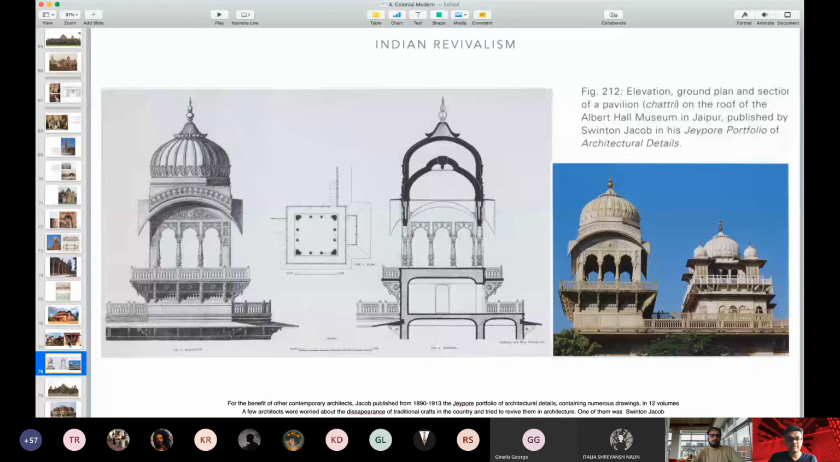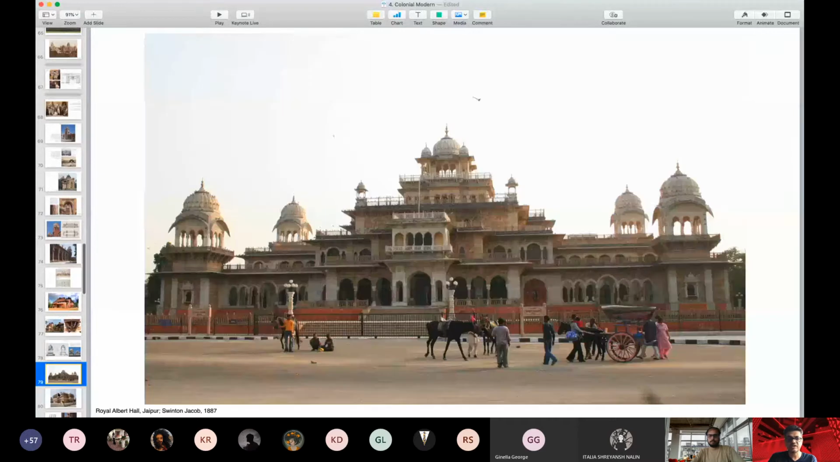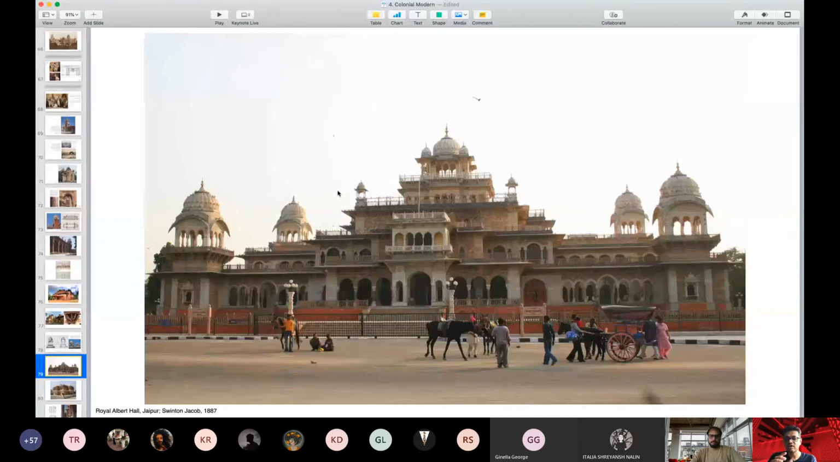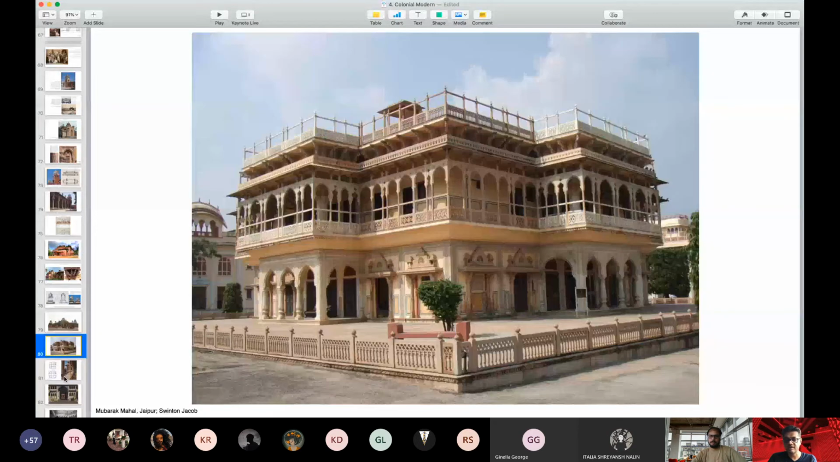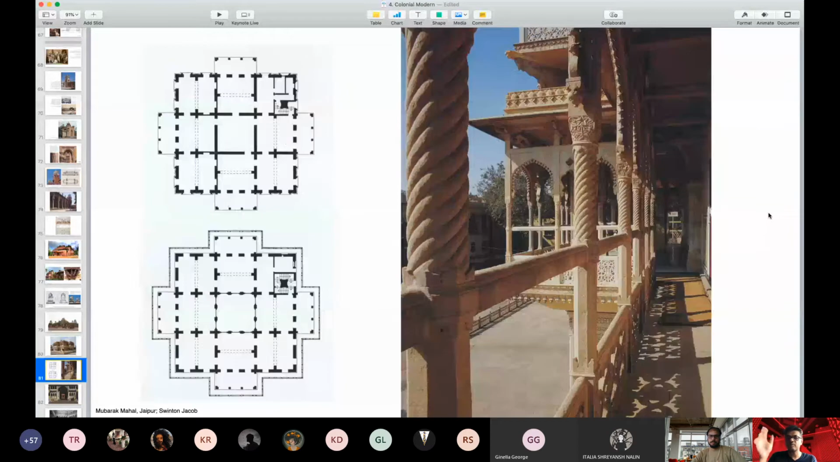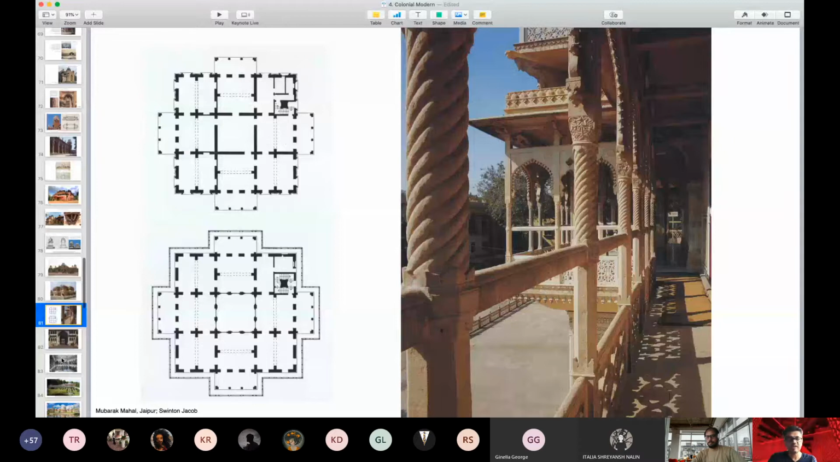These are some buildings that are designed by Swinton Jacob. This is the Royal Albert Hall in Jaipur, and you can see the chhatris that evoke the Rajasthani chhatri. This is another building, the Mubarak Mahal, also in Jaipur, inside the palace complex. The plan is a simple 9-square grid, but the ornamentation is very clearly inspired from all kinds of different inspirations. Janella?